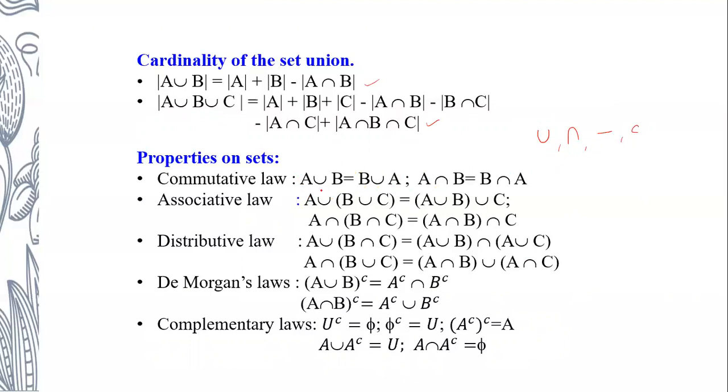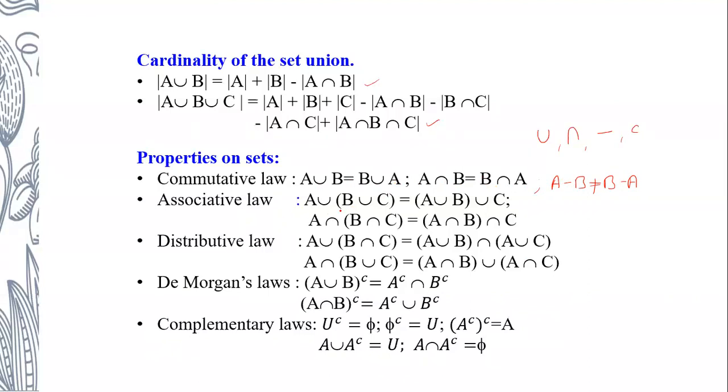So the first one is the commutative law. A union B, B union A. When you apply the union operation, A union B and B union A are both the same. Similarly, for intersection, you can take A intersection B or B intersection A. Clearly, both are the same. But when you take A minus B and B minus A, can we say both are equal? No, right? So the commutative law is satisfied by union and intersection, but not by the difference.